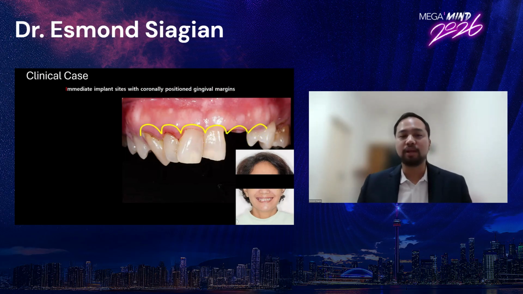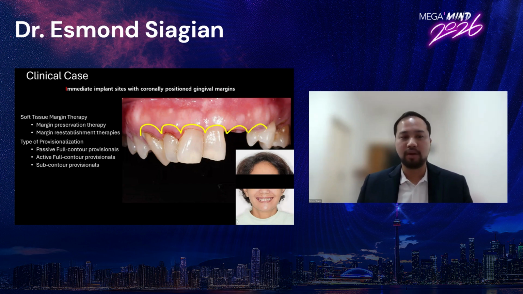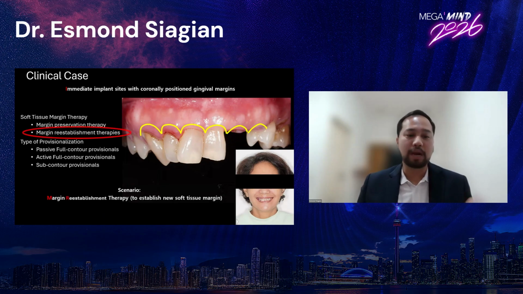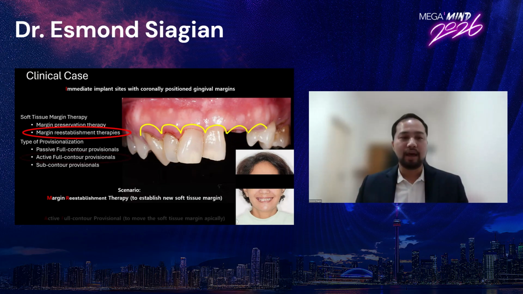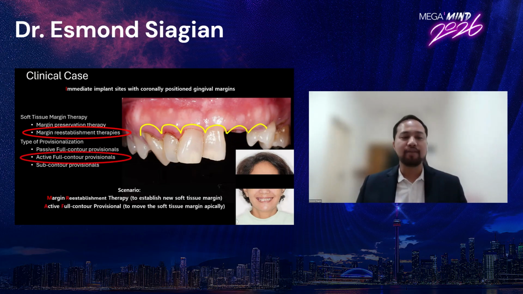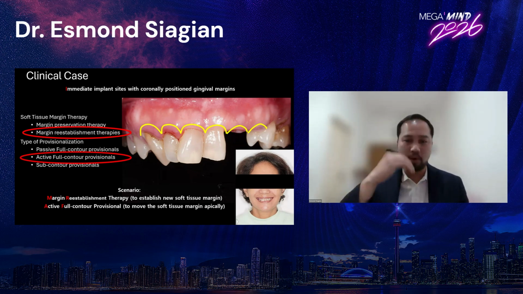This case is an immediate implant site with a coronally positioned gingival margin. So what is the scenario for our patient? The soft tissue margin therapy will be re-establishment therapy, because we need to establish a new soft tissue margin. And the provisionalization will be active full contour provisionals to move the soft tissue margin more apically.